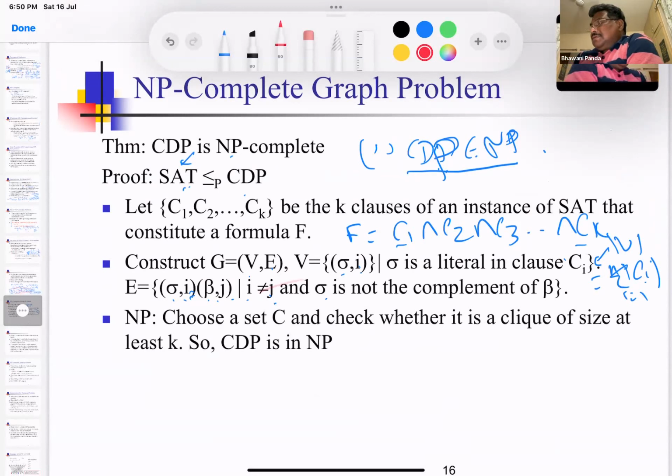Is this clear, Gavaskar? Yes, sir. Yes, I see how they are related. Yeah. The graph generation is very important.